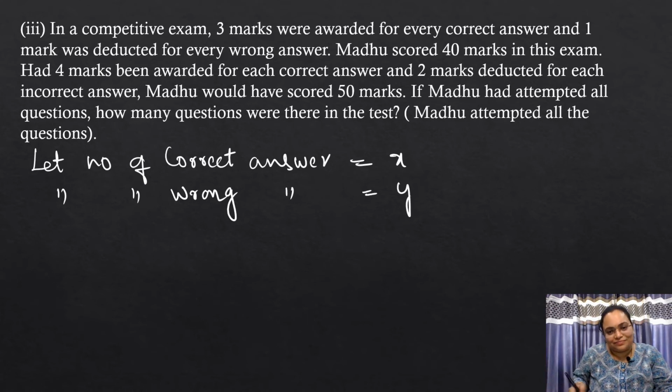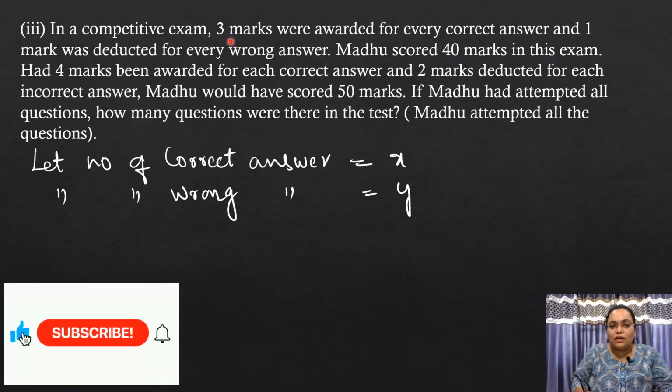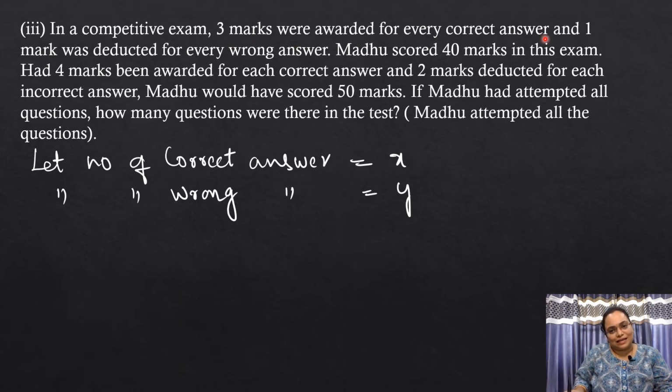Okay. 3 marks were awarded for every correct answer and 1 mark was deducted for every wrong answer. Madhu scored 40 marks in this exam. We will try to form the equation. 3 marks were awarded for every correct answer. The correct answer is x, right? So 3 into correct answer is 3x.